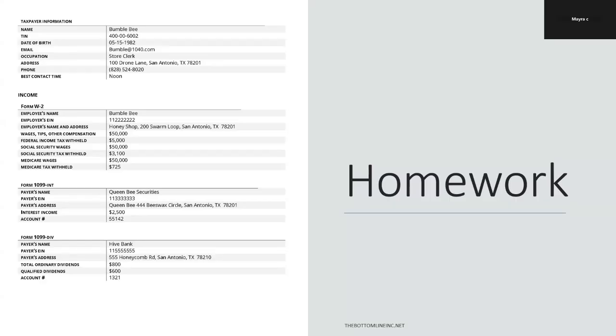And his Medicare wages. So we can tell that he's not in a retirement plan, because if he was in a retirement plan, he would have deferred compensation. And then his interest from Queen Bee Securities was $2,500. And he received dividends from Hive Bank, 800 ordinary and 600 qualified.